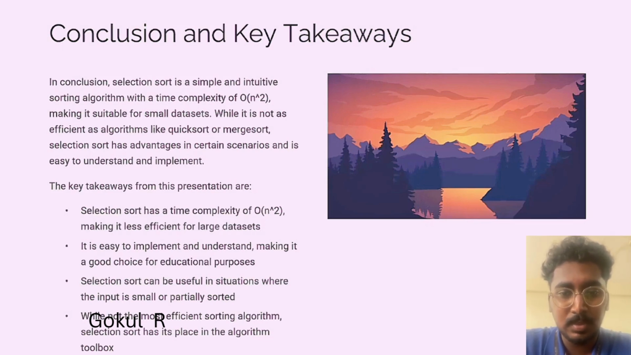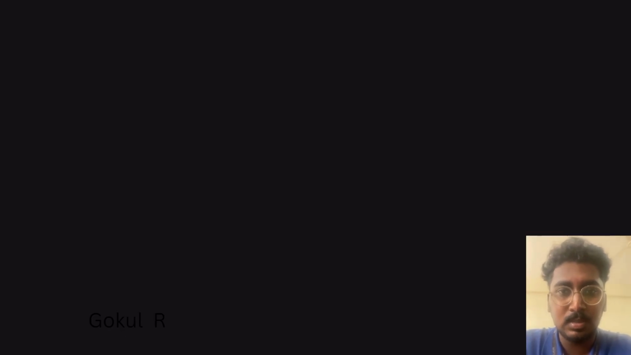The key takeaways from this presentation are: selection sort has a time complexity of O(n square), making it less efficient for large data sets. It is easy to implement and understand, making it a good choice for educational purposes. Selection sort can be useful in situations where the input is small or partially sorted. While not the most efficient sorting algorithm, selection sort has its place in the algorithm toolbox.